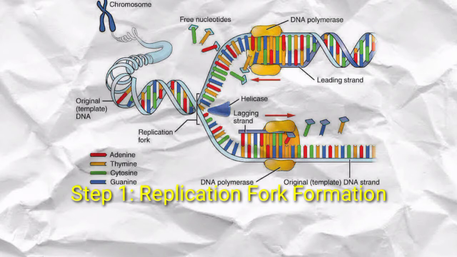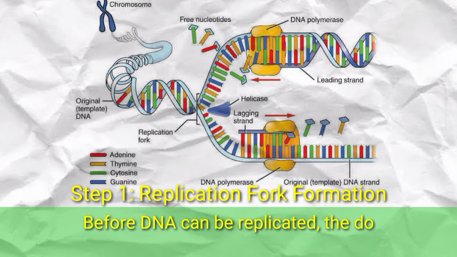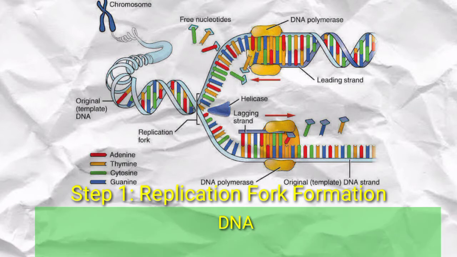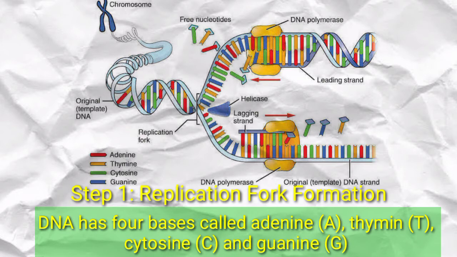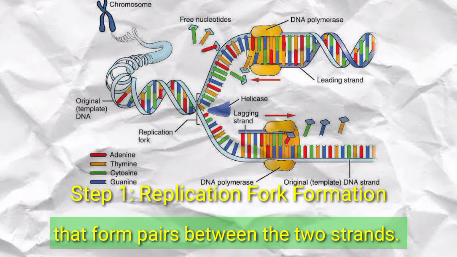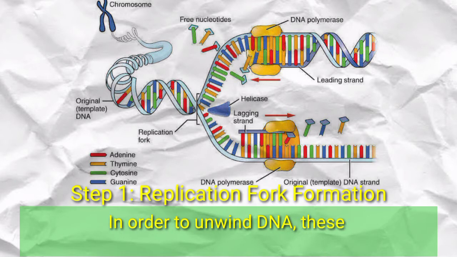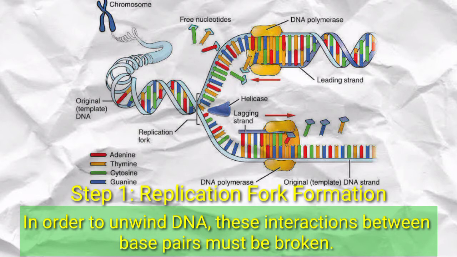Step 1. Replication fork formation. Before DNA can be replicated, the double-stranded molecule must be unzipped into two single strands. DNA has four bases called adenine, thymine, cytosine, and guanine that form pairs between the two strands. Adenine only pairs with thymine, and cytosine only binds with guanine. In order to unwind DNA, this interaction between base pairs must be broken.